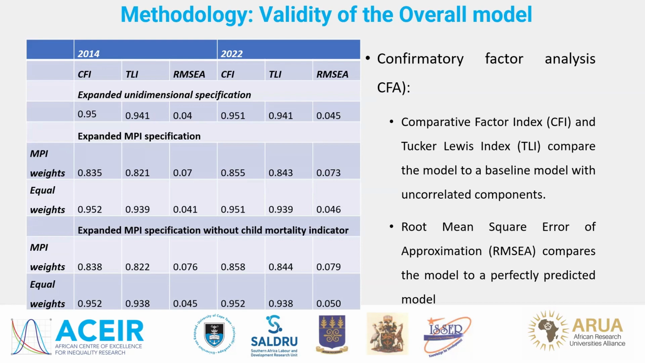Then for the root mean square error of approximation, you're comparing your model to a perfectly predicted model, which means the difference between your model and the perfectly predicted model should be very small. The accepted threshold for that is 0.06. We start from a point where we have our unidimensional specification, meaning that the dimensions are not necessarily important, so you can basically estimate a unidimensional model.